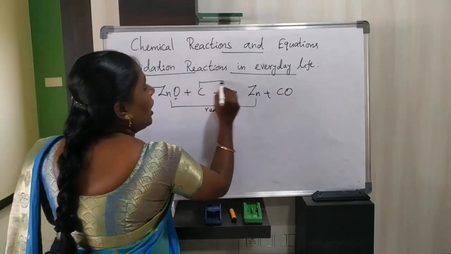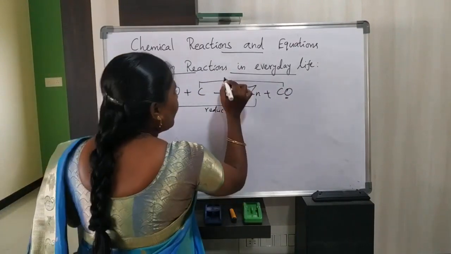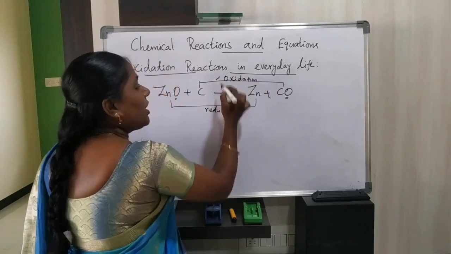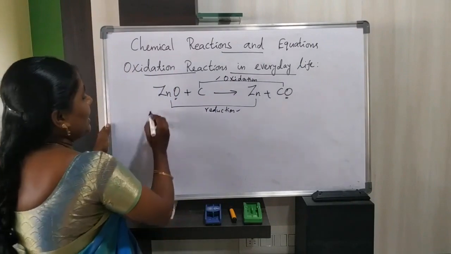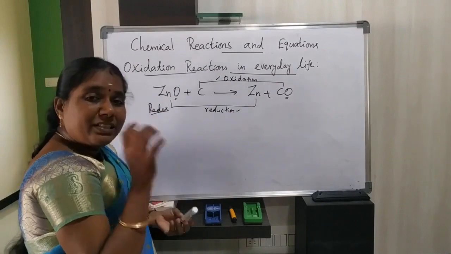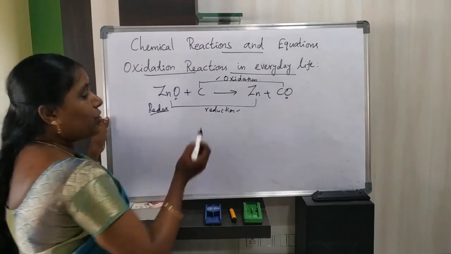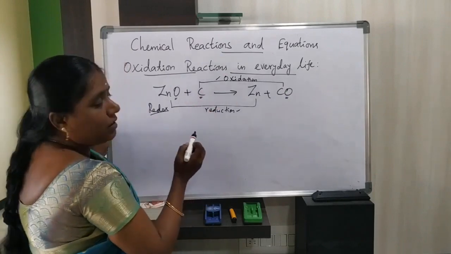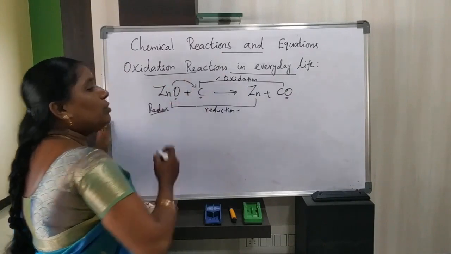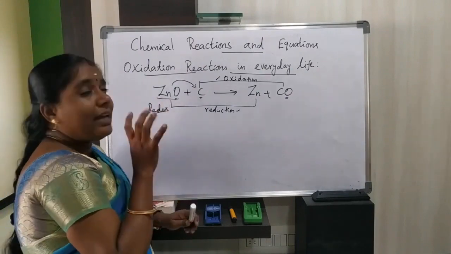And see here, carbon to carbon monoxide, that is addition of oxygen takes place. So this is called oxidation. Both oxidation and reduction taking place simultaneously is called a redox reaction. So which is the oxidizing agent here? Carbon is oxidized here. To oxidize this carbon, zinc oxide helps. So zinc oxide acts as an oxidizing agent.